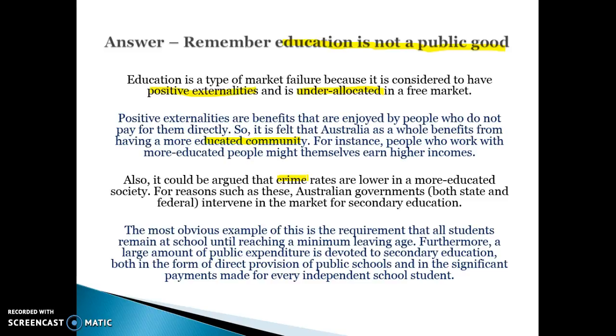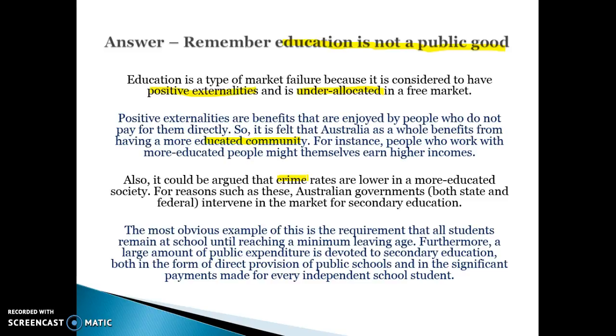Educated people are likely to get higher jobs that pay a higher income, and therefore they're more likely to pay more tax. And that helps the government because we have a more productive society, we're generating more revenue, helping the government to stay in surplus. So you need to be able to explain what the positive externalities are for society of you getting an education.